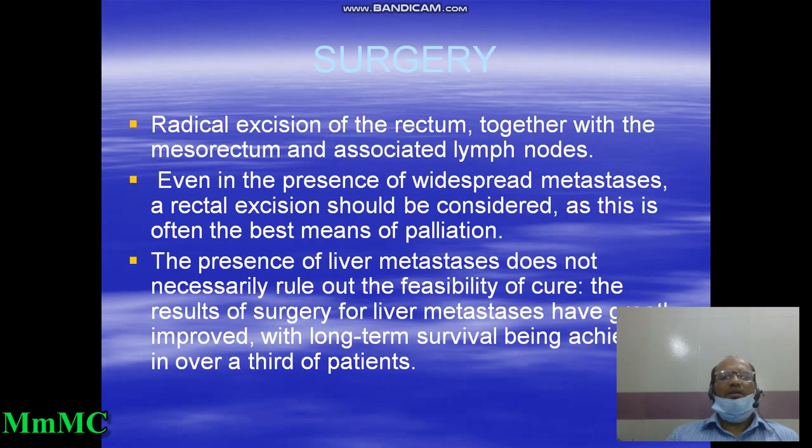Regarding surgery, what surgery do we do? Radical excision of the rectum together with the mesorectum and associated lymph nodes. Even in the presence of widespread metastasis, a rectal excision should be considered, as this is often the best means of palliation. The presence of liver metastasis does not necessarily rule out the feasibility of cure. The results of surgery for liver metastasis have greatly improved, with long-term survival being achieved in over a third of patients. That is, one in every three patients, even with liver metastasis, if we do surgery for the liver metastasis, will benefit from that.